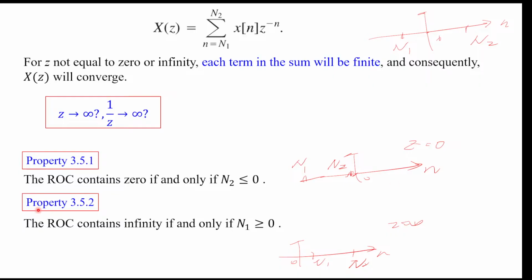And similarly, when z goes to infinity, what blows up are those positive powers of z, and that positive power of z is the negative power of n.